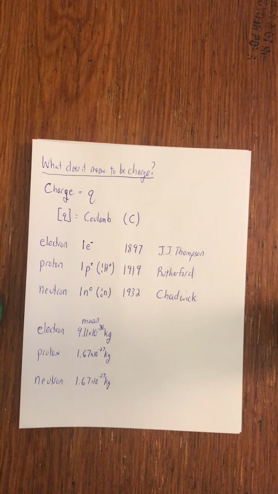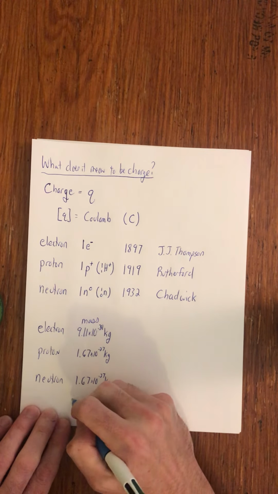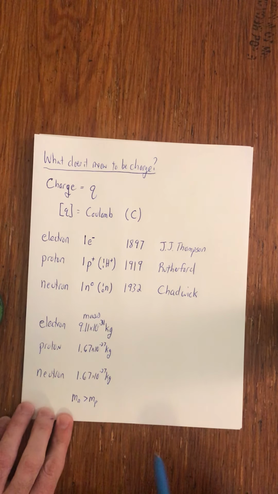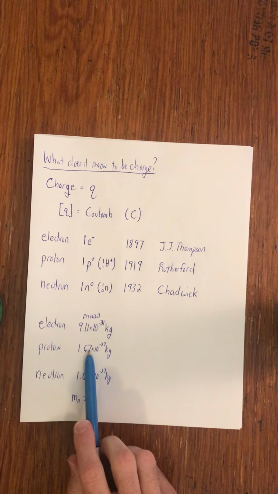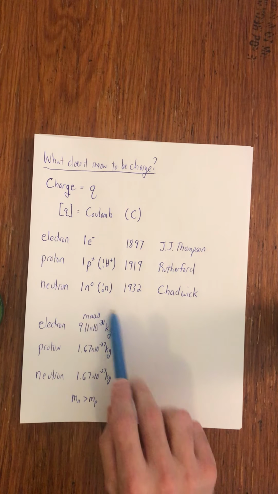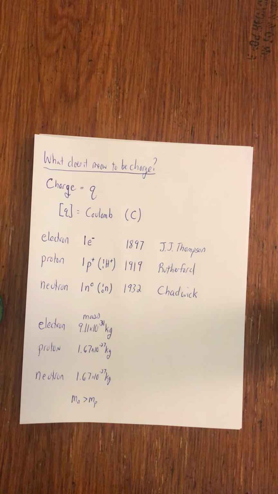Now, you may be tempted to say that the proton and the neutron have the same mass, but no, the mass of a neutron is greater than the mass of the proton. It's only slightly greater, and we'd have to go out a couple more sig figs before we saw that. Now notice these are masses in kilograms, because that's the way that we roll in physics.